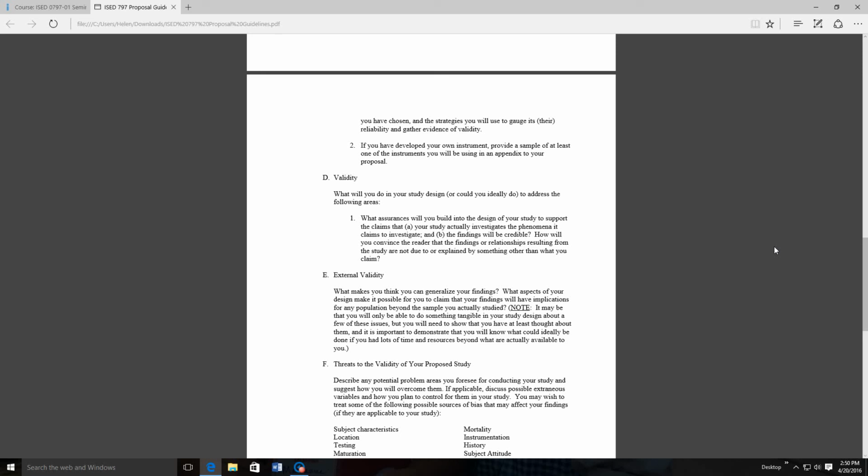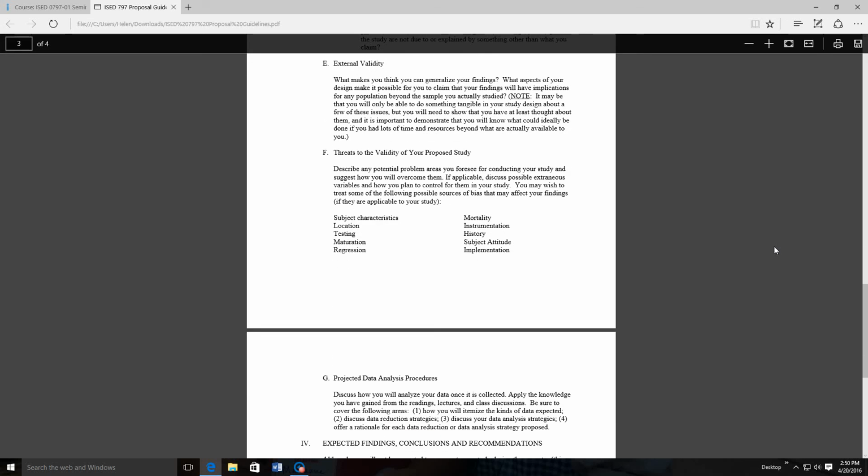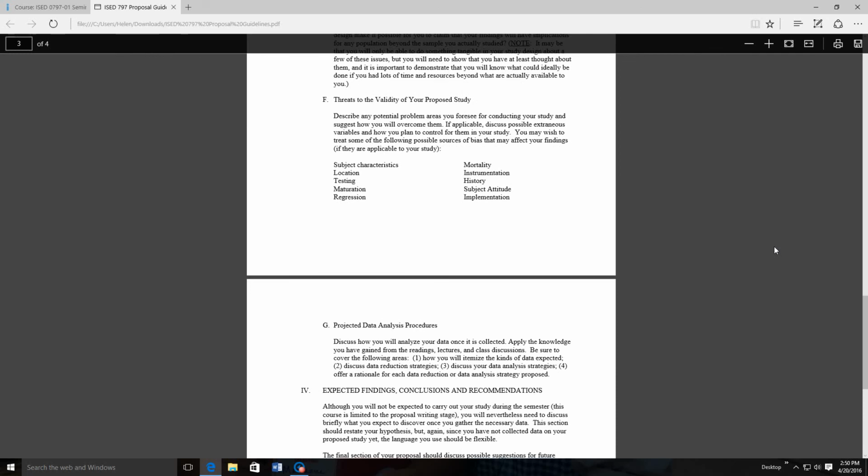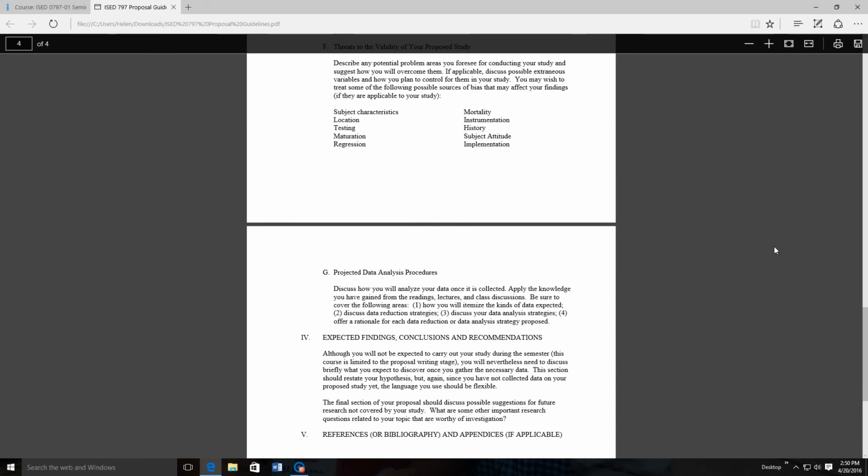External validity deals with generalizability, and again, ties to responses from the worksheet that you completed. And then threats to the validity of your proposed study, item F, is covered in this set of worksheets that's going to be due this week.